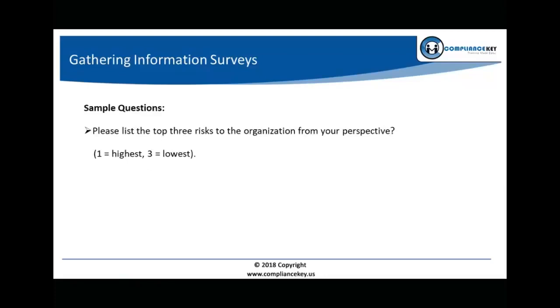Probably one of the easiest ones is just to start off with a question that says, please list your top 3 risks to the organization from your perspective, with 1 being the highest risk and 3 being the lowest risk. As you look at this particular question, that is an open-ended question. It's not a yes/no answer. It forces the person to actually explain. So that's a good starting point question. And then you can also include a follow-up one to this, which is having them describe the risk as well. Again, that would be an open-ended question. It would force them to explain things.